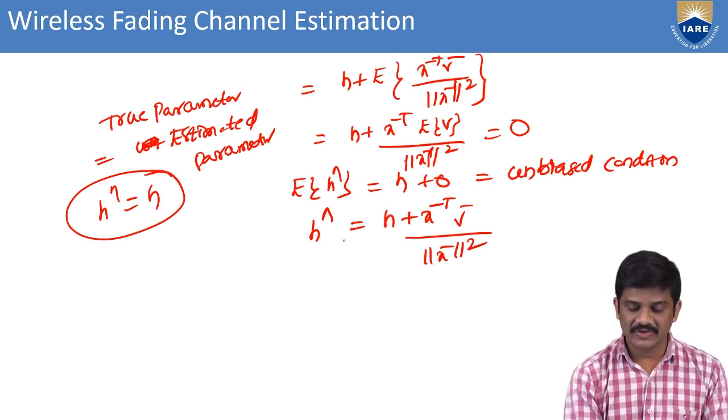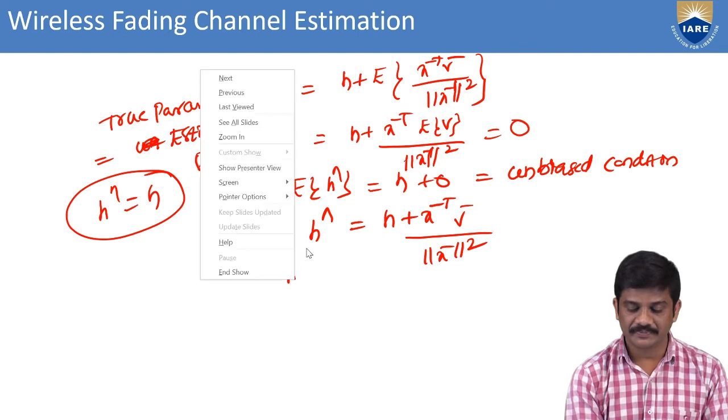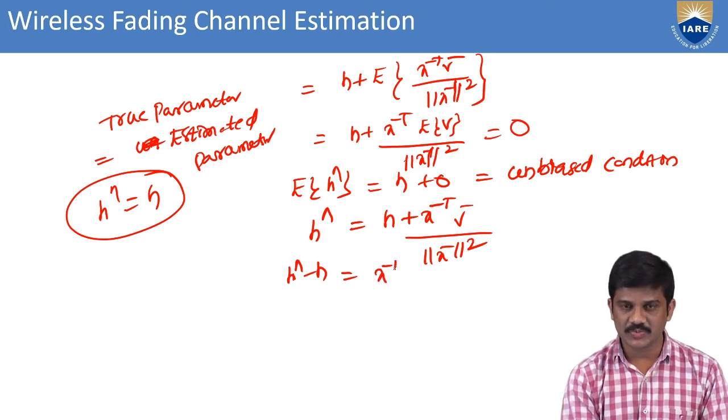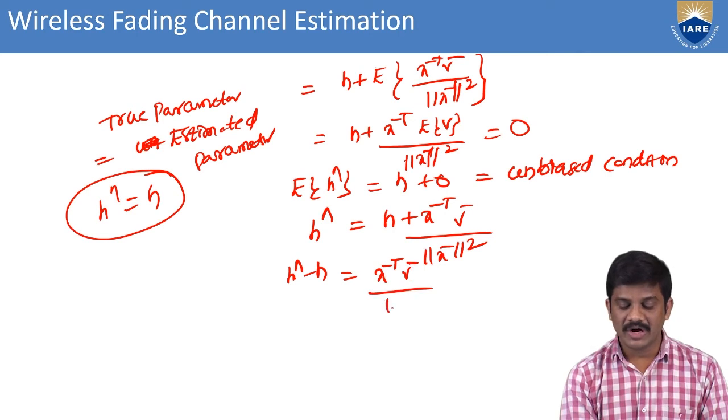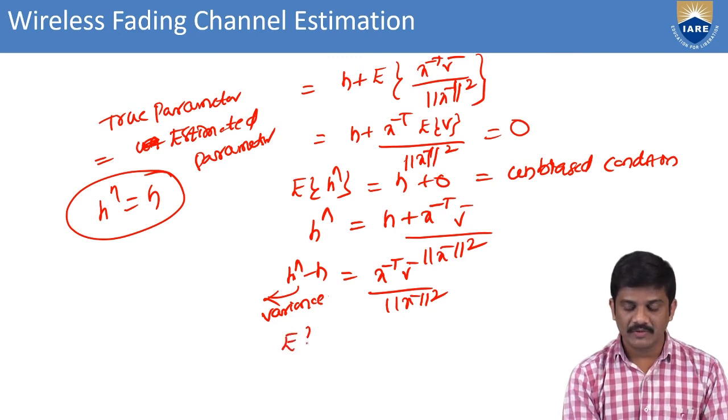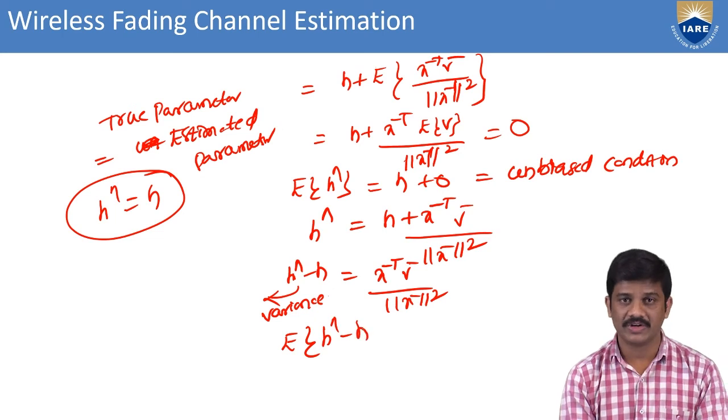From that we can write the variance of h hat minus h equal to, we can write the remaining one, x transpose vector and v vector by mod x vector whole square. Here we are considering the variance. This is a variance. We can write the estimation of h hat minus the estimation, it's for estimation of the variance.